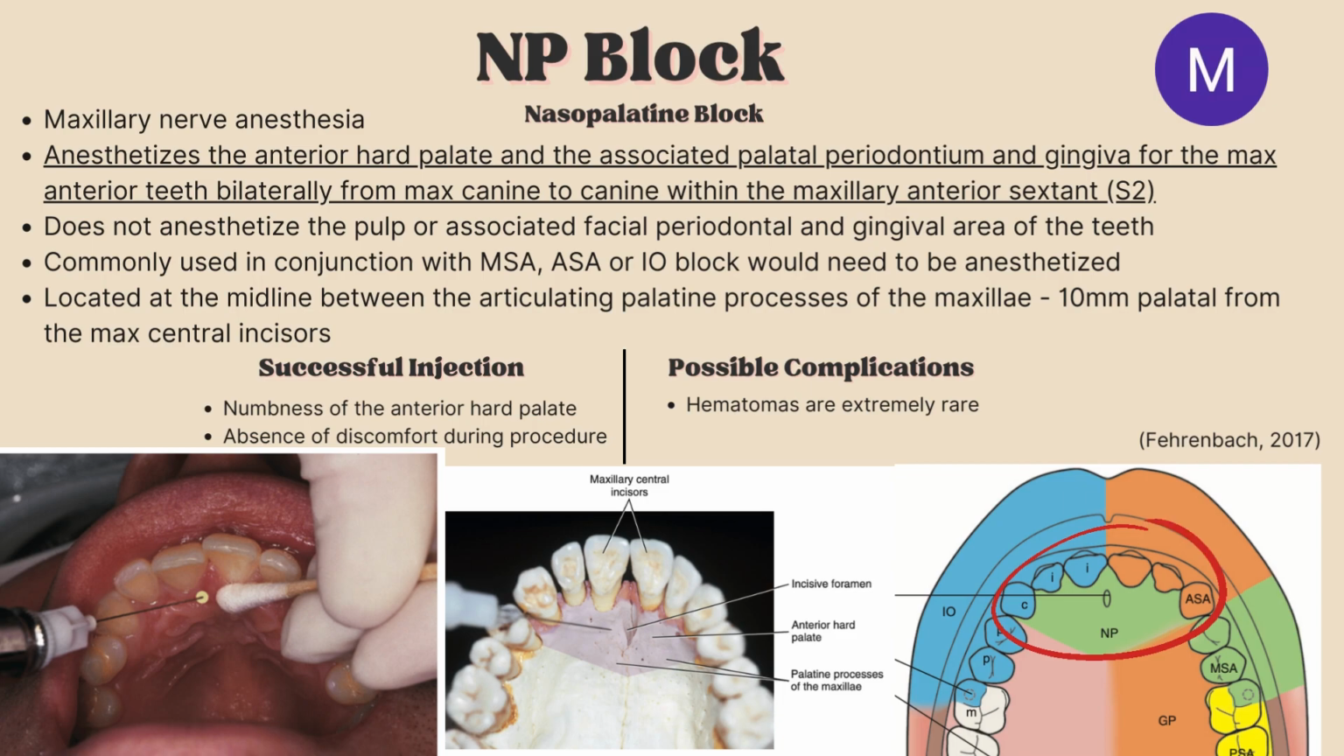The injection site is located at the midline between the articulating palatine processes of the maxillae. This has to be 10 millimeters measured posteriorly from the maxillary central incisors. Indications of a successful injection are numbness of the anterior hard palate and the absence of discomfort during procedures, and there are no possible complications. Hematomas can occur, but they're extremely rare.